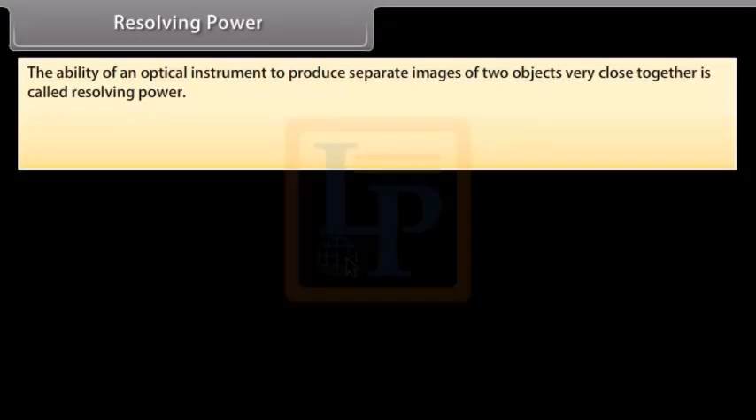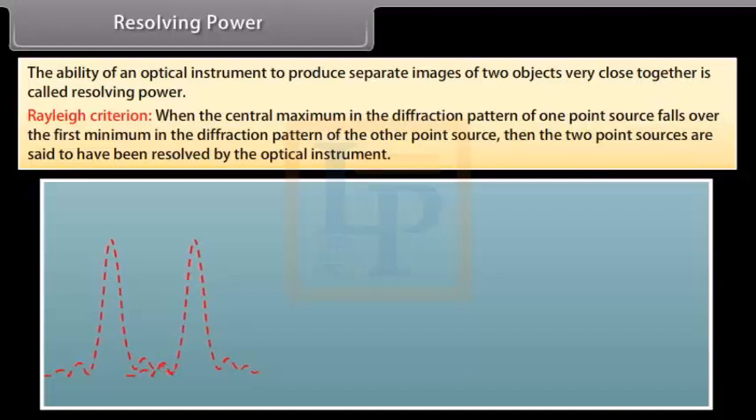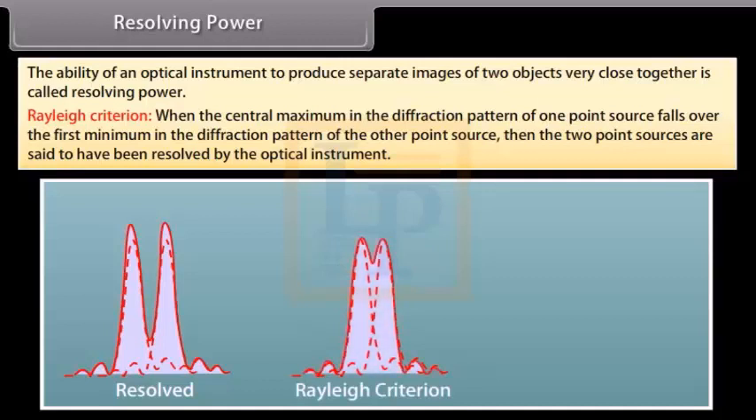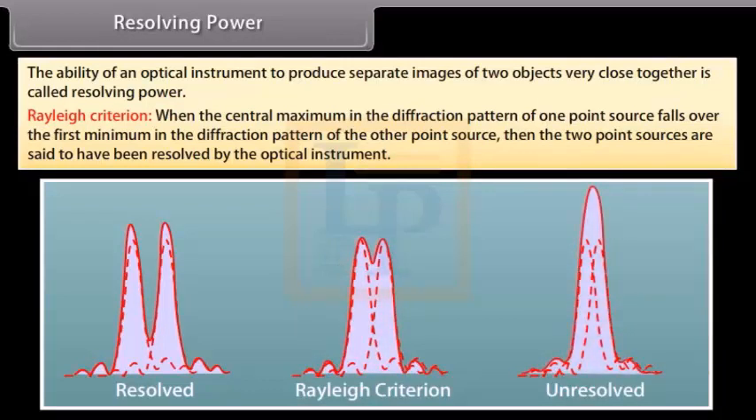Resolving power. The ability of an optical instrument to produce separate images of two objects very close together is called resolving power. Rayleigh criteria: when the central maximum in the diffraction pattern of one point source falls over the first minimum in the diffraction pattern of the other point source, then the two point sources are said to have been resolved by the optical instrument.